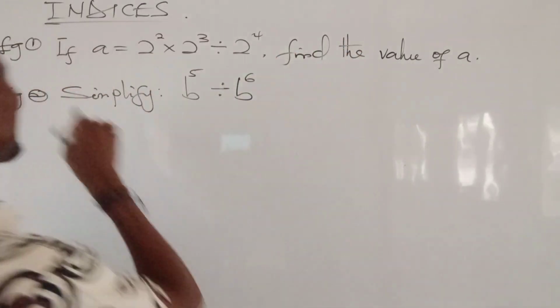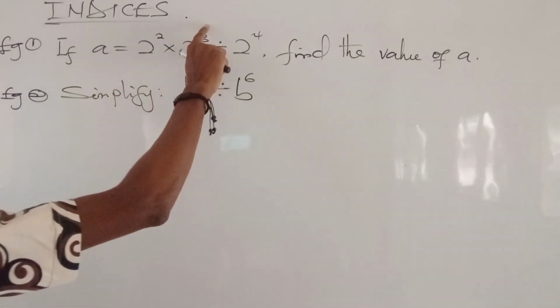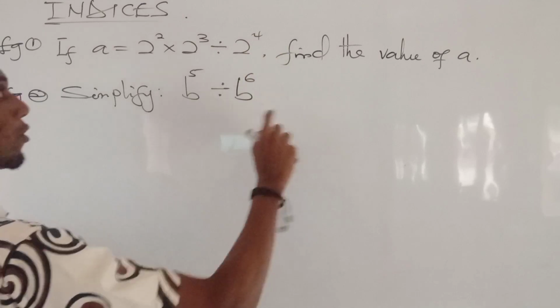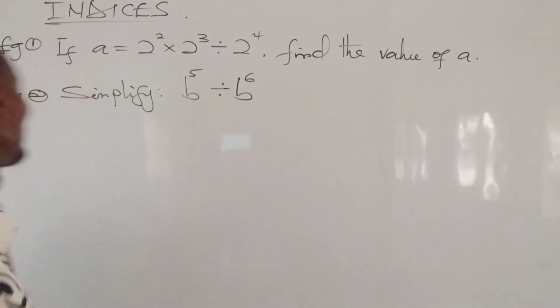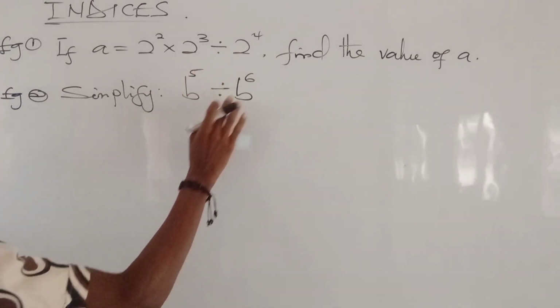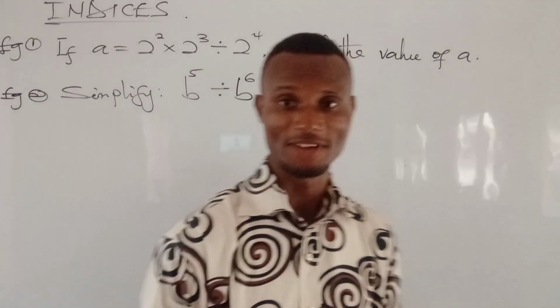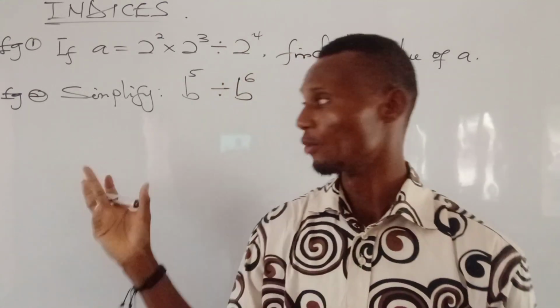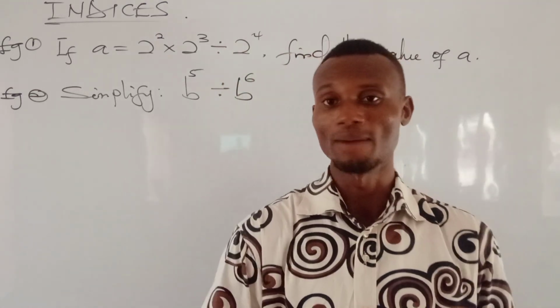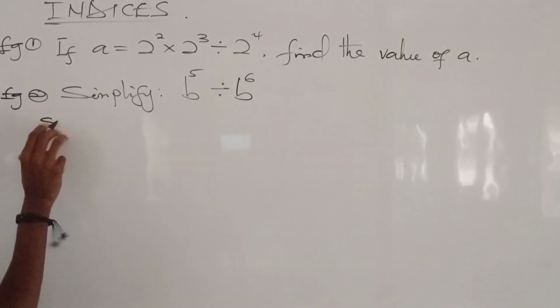So example 1, it says if a equals 2 to the power 2 times 2 to the power 3 divided by 2 to the power 4, find the value of a. Okay, and example 2, it says simplify b to the power 5 divided by b to the power 6. Okay, so let's start with the first one. Then after all we'll proceed and handle the second example too. So let me write my solution and let's do it together.